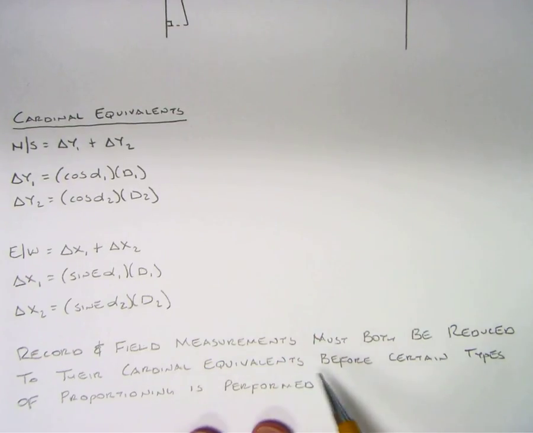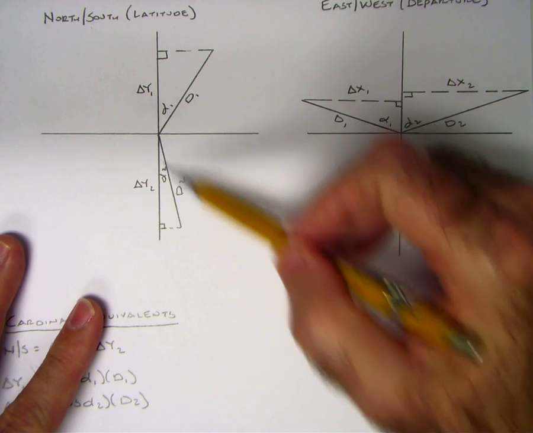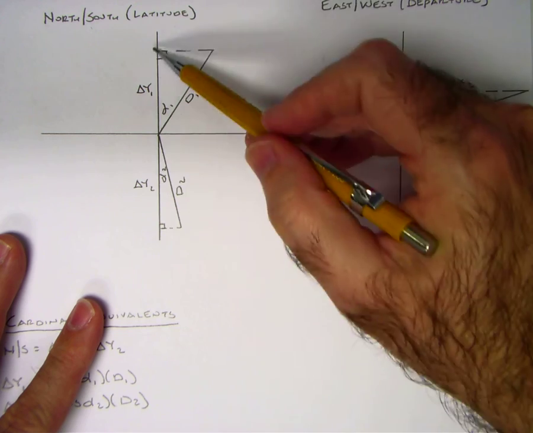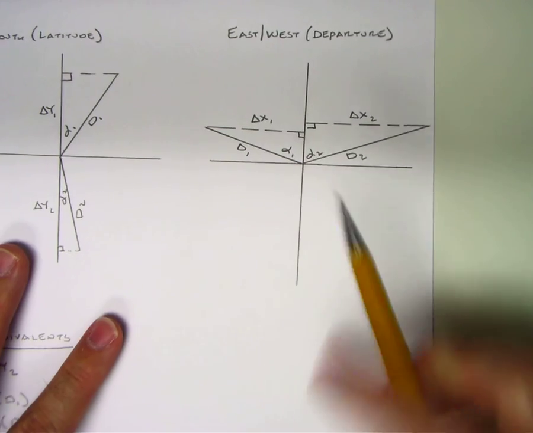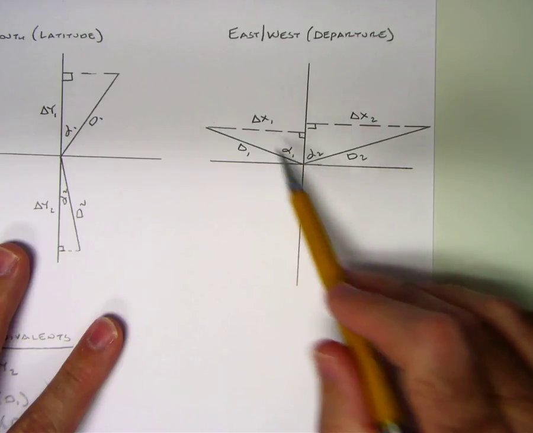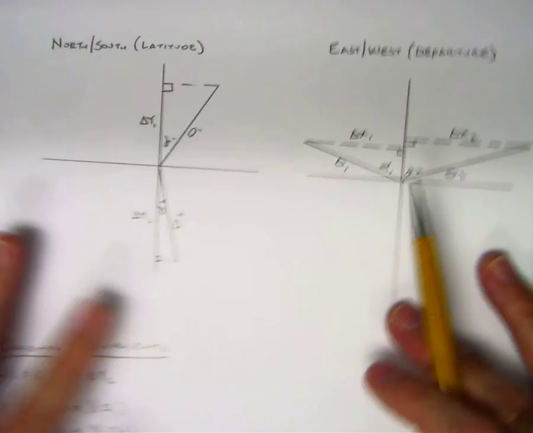And again, record and field measurements must both be reduced to their cardinal equivalents before certain types of proportion are performed. And so in a double proportion, if this was the record, you would have to reduce it to its north-south cardinal equivalent. And if this was the record for east-west, you would reduce it to its cardinal equivalents.